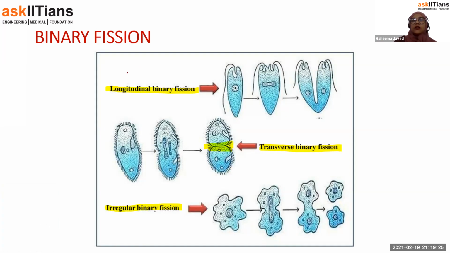The first animal is Euglena. The second one is Paramecium. And the third one is amoeba. Okay, the division is the same. One cell is dividing into two cells, but the plane of division is different. Okay, so this you have to remember. Euglena: longitudinal binary fission, paramecium: transverse binary fission, amoeba: irregular binary fission.